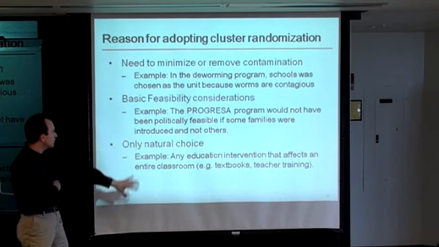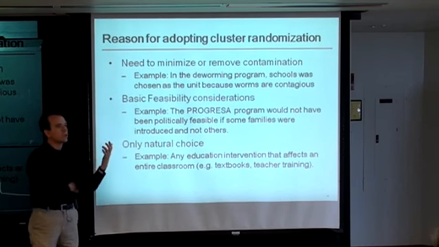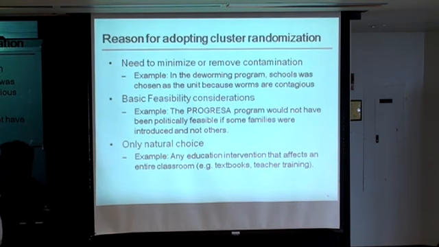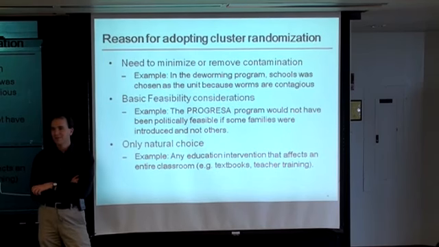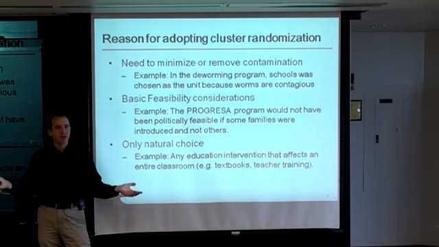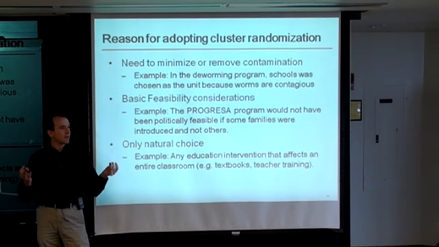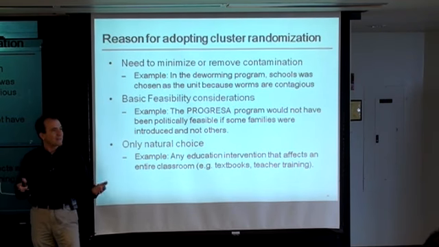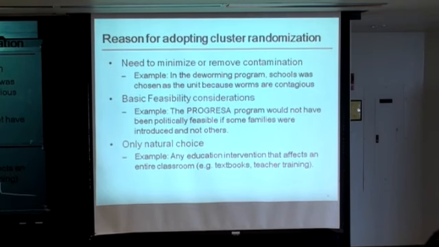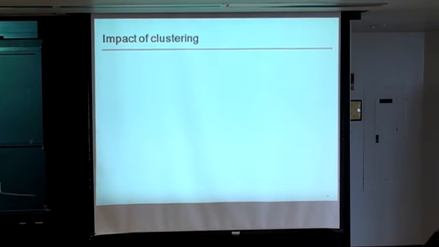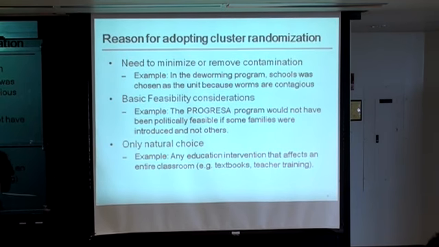And some experiments naturally just occur at a clustered level. So for example, if I want to do something that affects an entire classroom, like suppose I want to train a teacher, that obviously affects all the kids in the teacher's class. There's no way to have that only affect half the kids in the teacher's class. It just is a fact of life. So there are lots of good reasons why we do cluster randomized designs, even though they have negative impacts on our power.